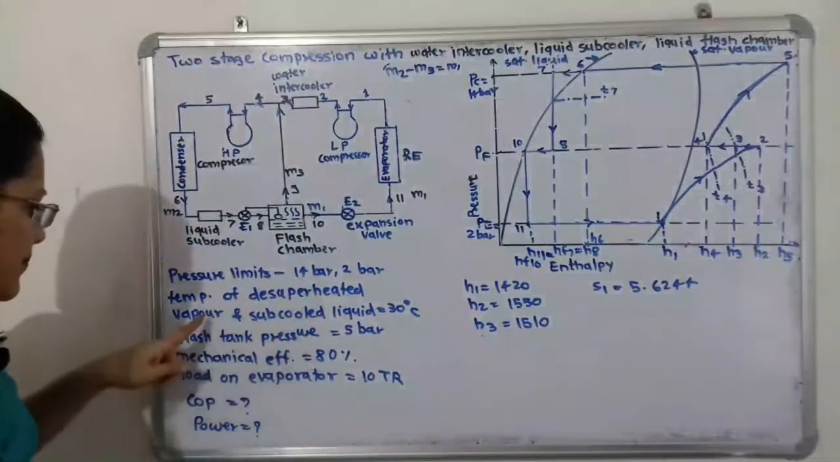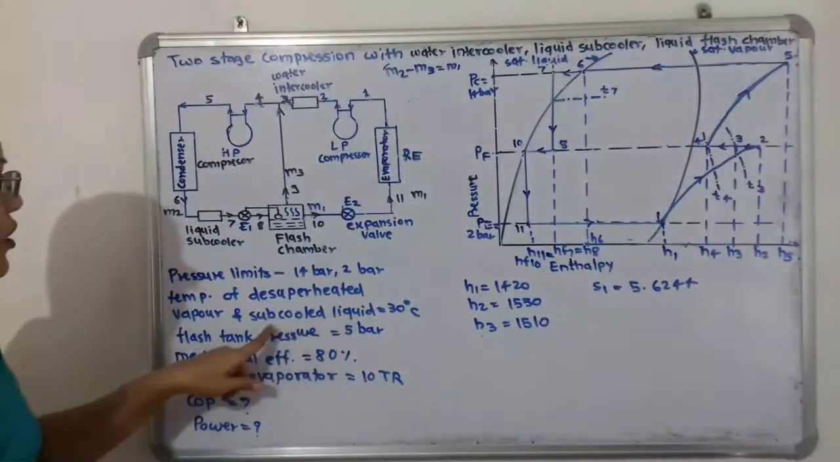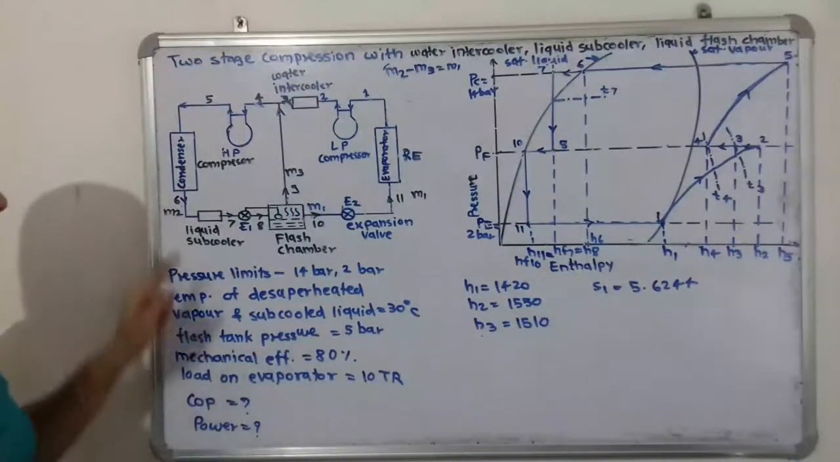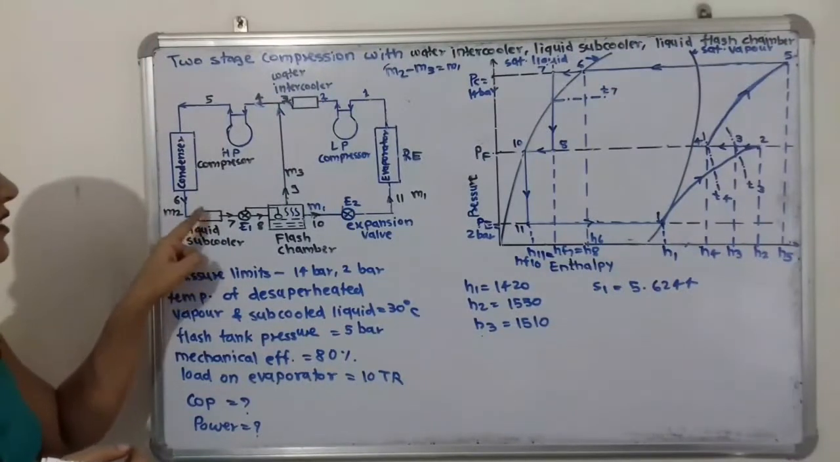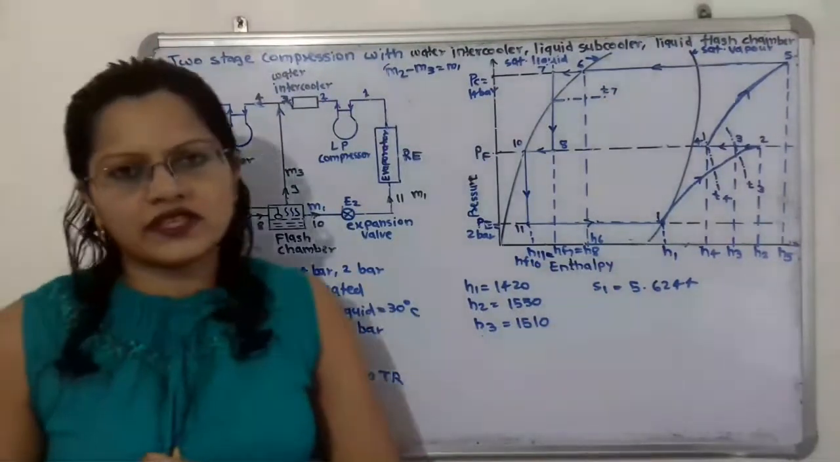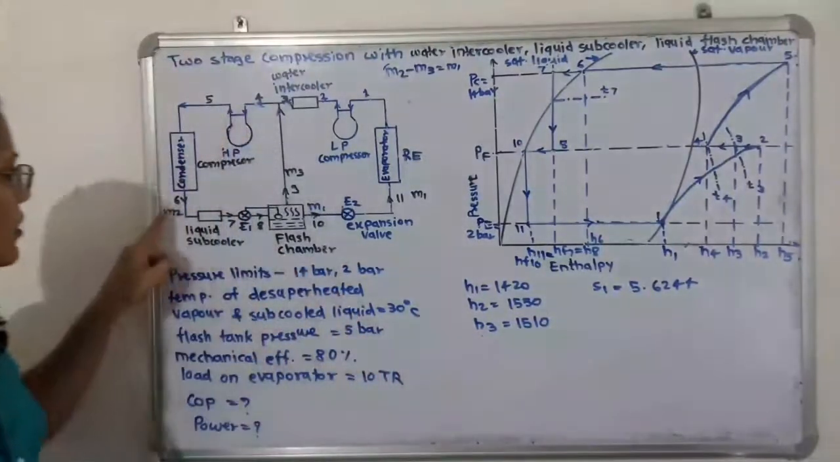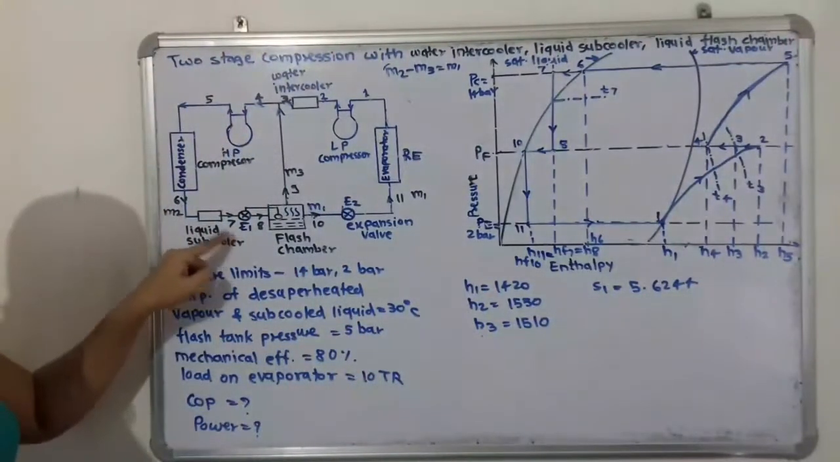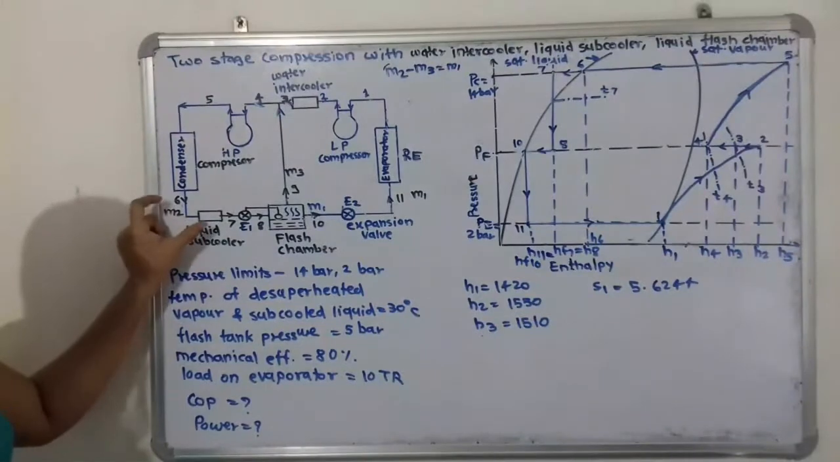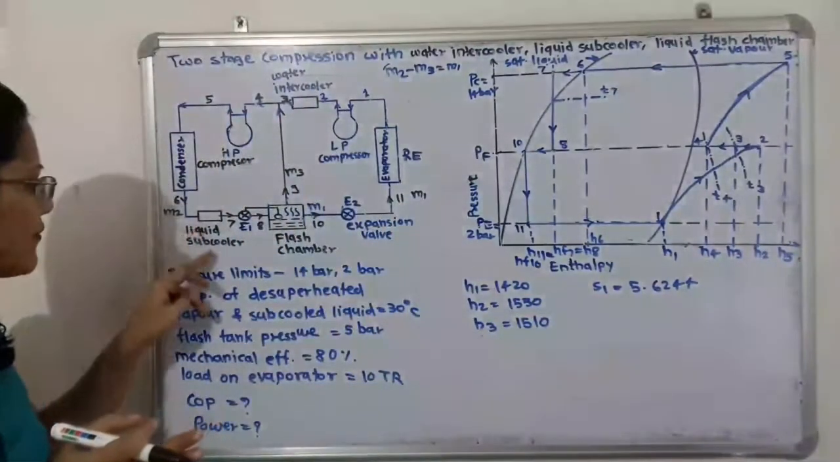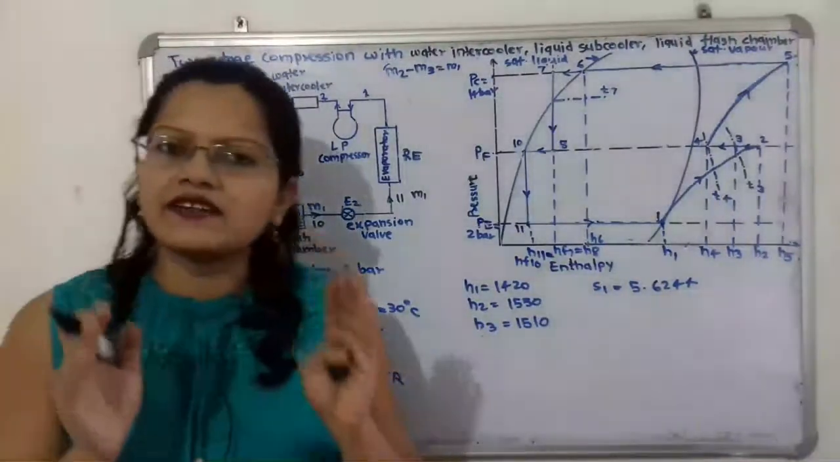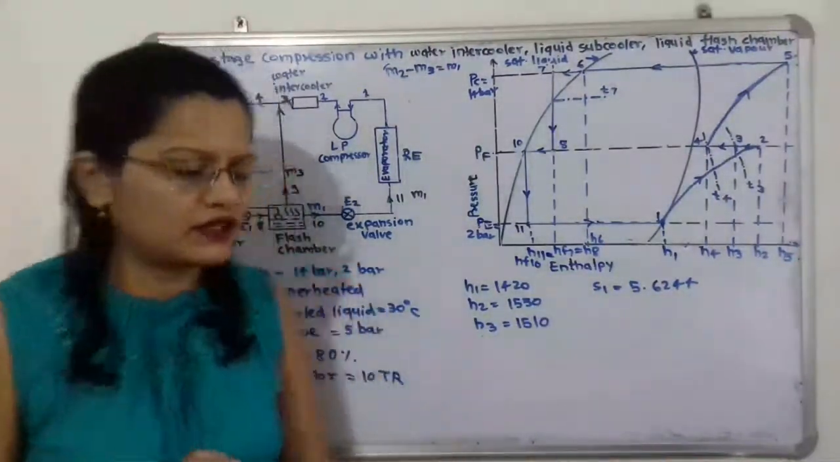And here the subcooled liquid is also at 30 degrees Celsius. So here is the liquid subcooler and its temperature is also equal to 30 degrees Celsius. Now this is the process 6 to 7. So we can say that for the process 6 to 7, the cooling process through this liquid subcooler is taking place at 30 degrees Celsius temperature.